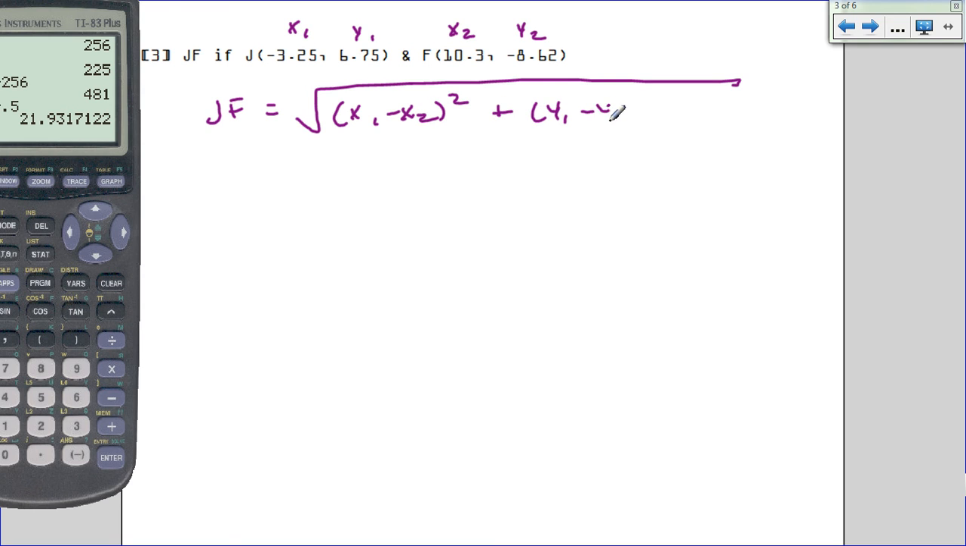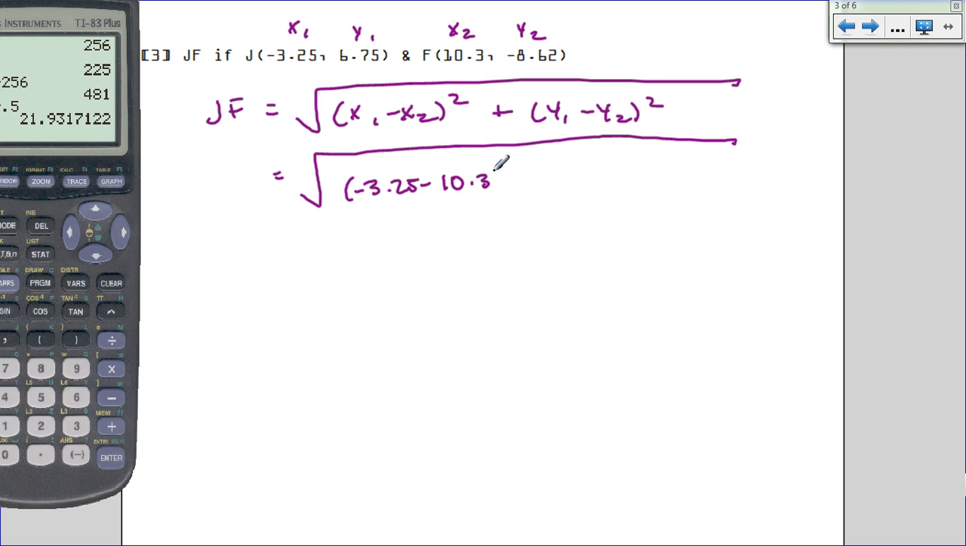Again, we're going to use parentheses. x1 will be negative 3.25. Subtract comes from the formula. x2 is going to be 10.3. And we'll add it to the y1 minus y2 squared. So we have 6.75, subtract off a negative 8.62. I did see a couple people ignore the second negative here and just make it one negative. You guys can't do that. One negative comes from the formula, one comes from the number. Both need to be represented.